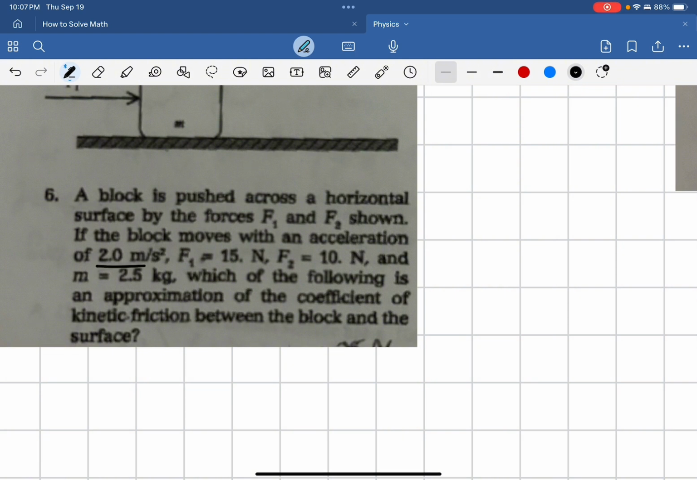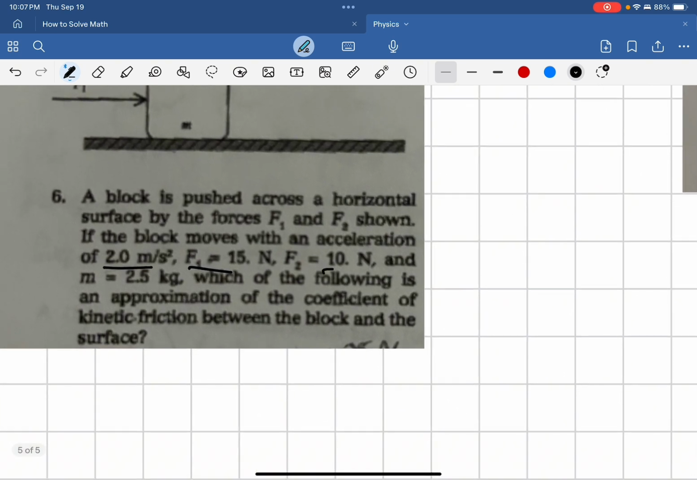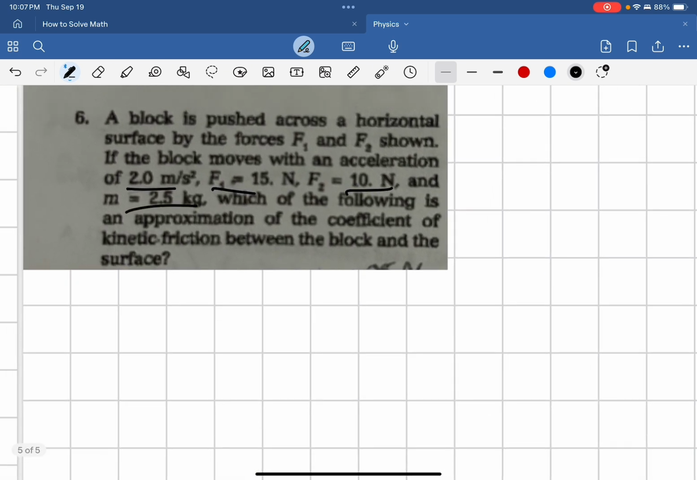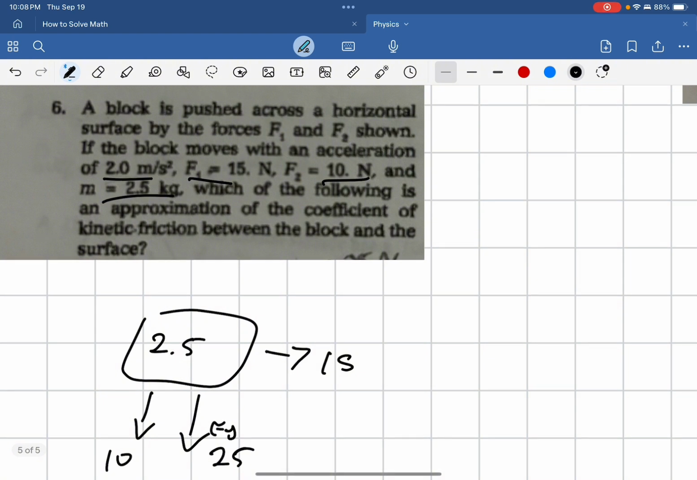here it tells us our acceleration. The force pushing on is going to be 15, the force pushing down is going to be 10, and the mass is 2.5. So I'm going to rewrite this as 2.5, and then this is going to be 15, and this is going to be 10. This is still going to be 25 because this is F of g. A normal force has to combat against both this force and the weight, so it's going to be 35 newtons.